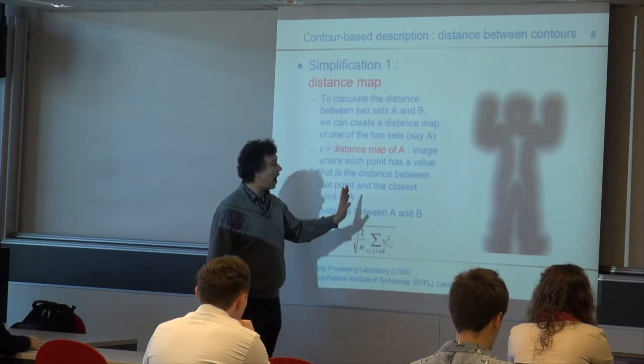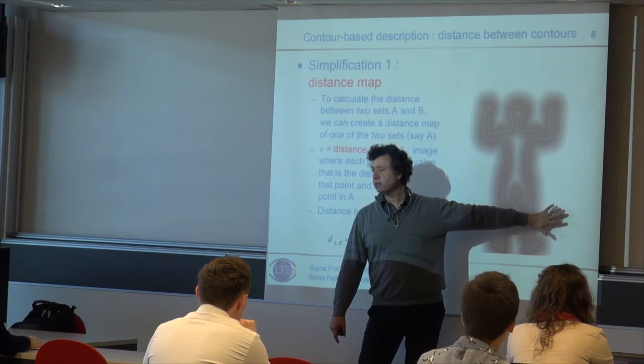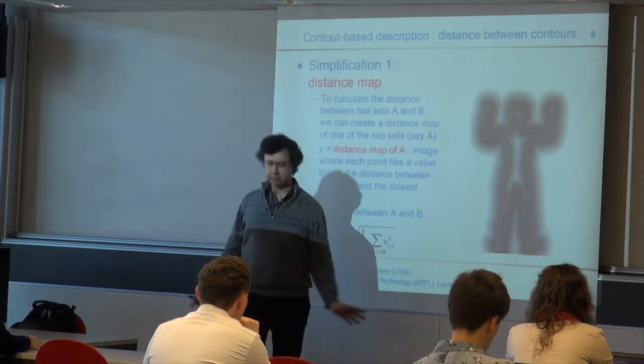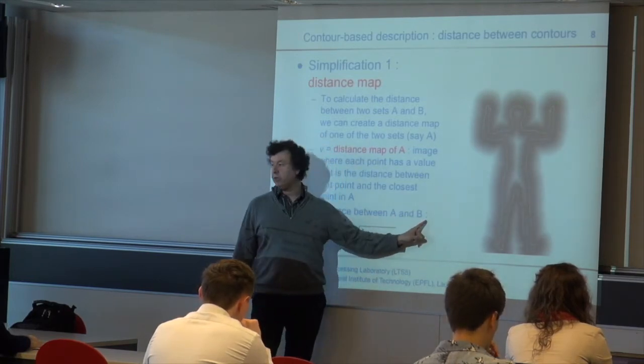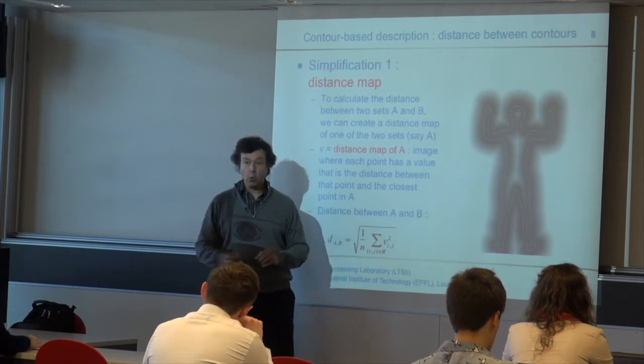Imagine, and I didn't say how, we have this distance map. Is it clear? Do you see what it is? So we have this distance map. We calculate it in an efficient way, let's say. And now we want to calculate the distance between A and B. B is another object. So what do I have to do?